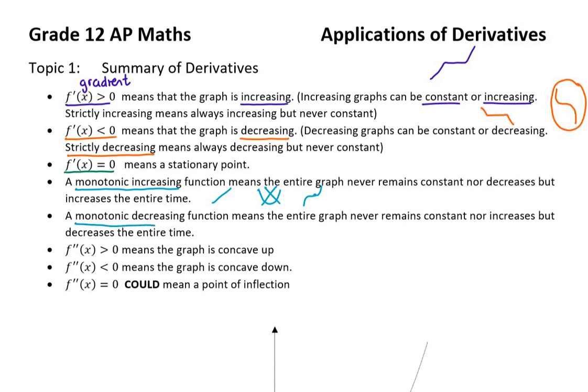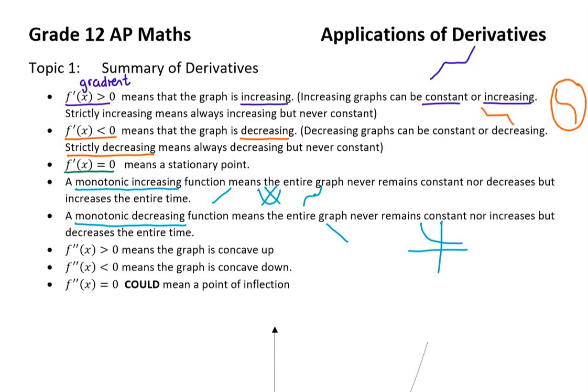A monotonic decreasing function is exactly the opposite, and that means the entire graph never is constant nor increases, but decreases the entire time. So the easiest example to think of would be a straight line. Another kind of easy example would be an exponential. An exponential, if you had a base which was less than 1, that would be a monotonically decreasing function. So yeah, those are just some nice fancy words.